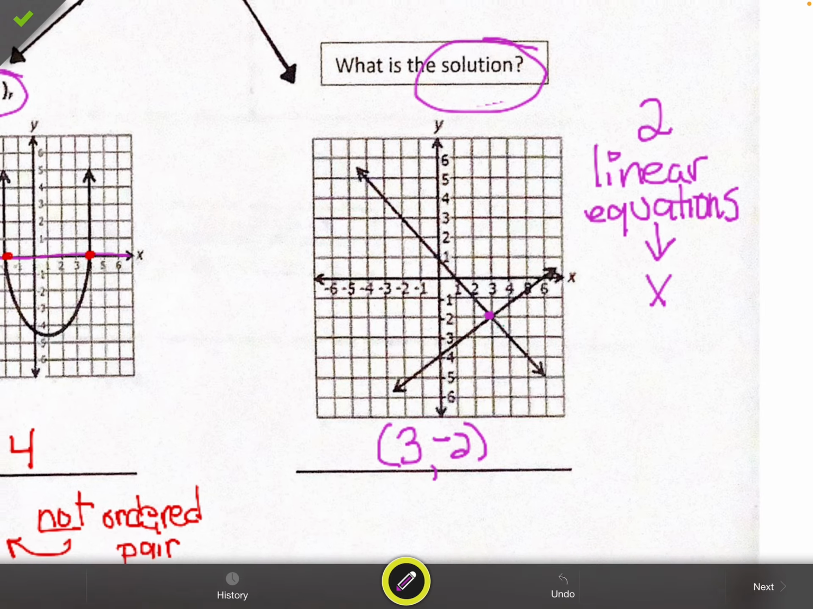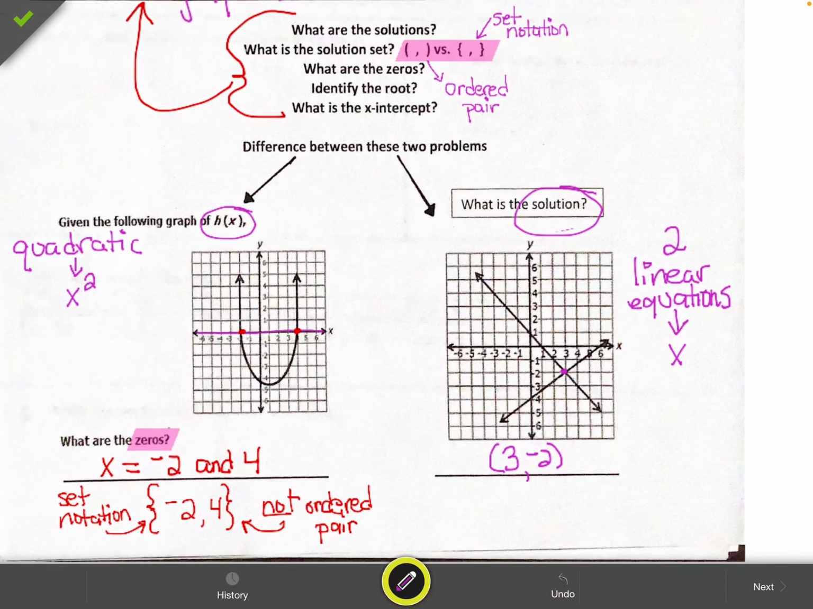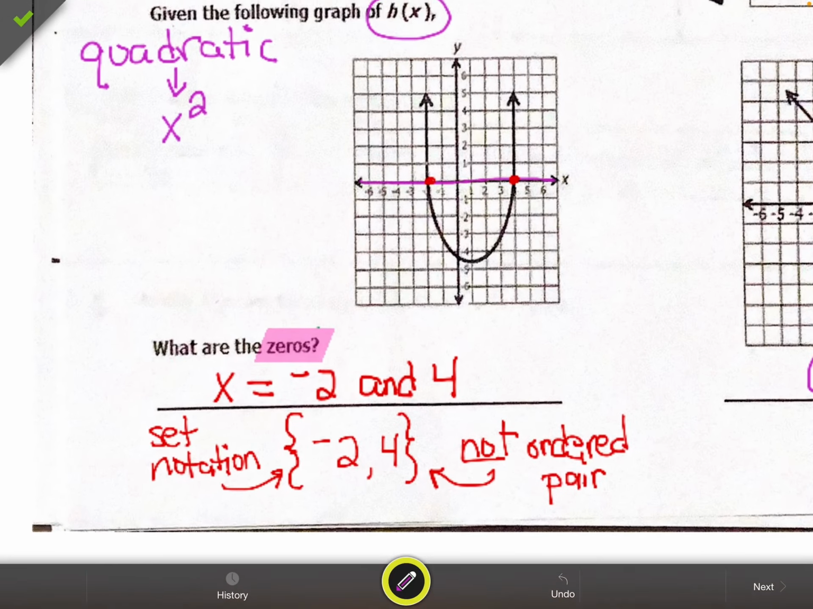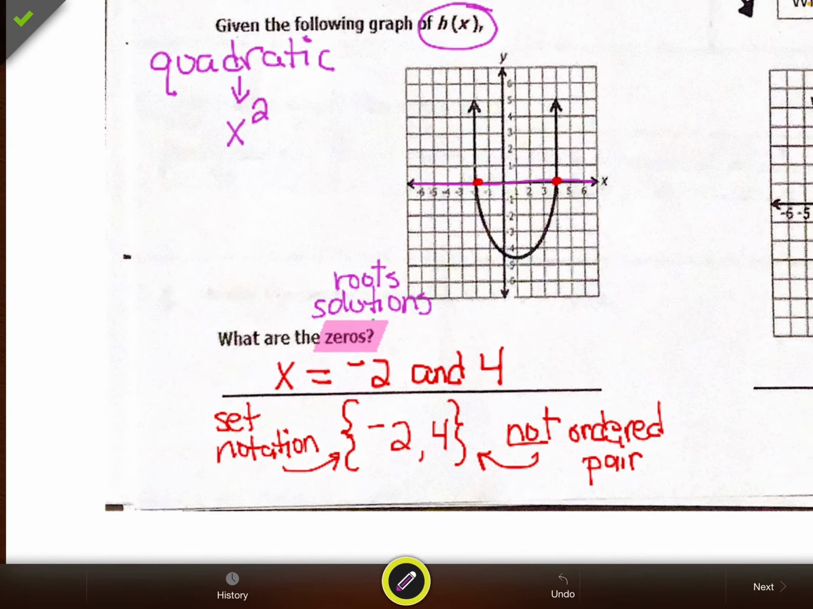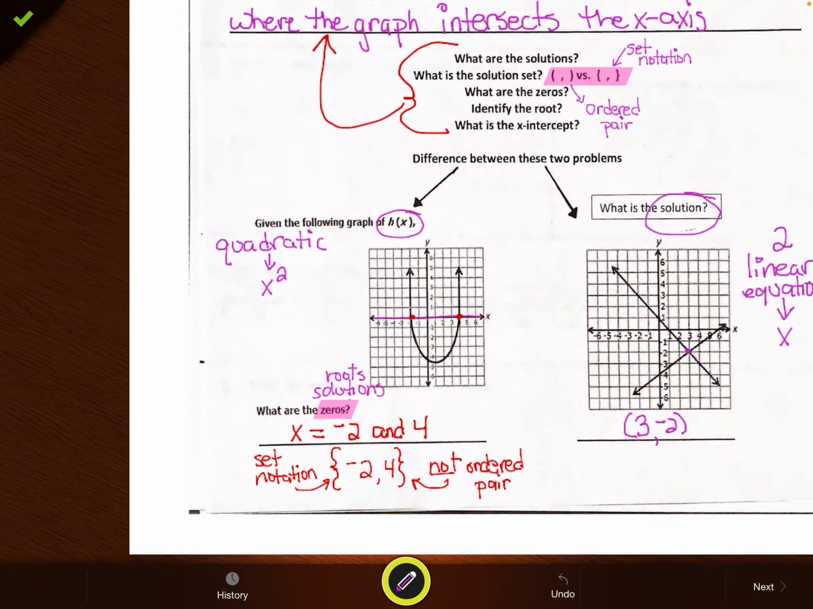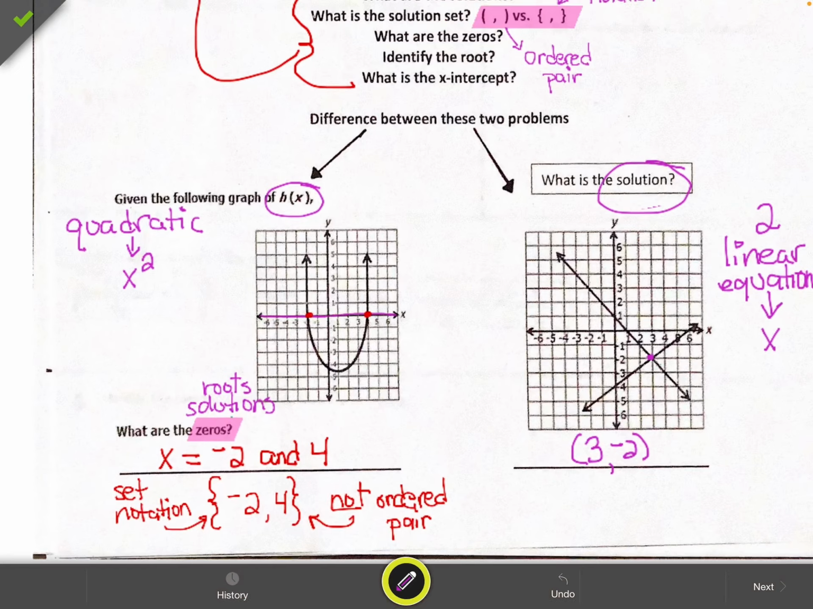Okay, so please make sure you know the difference between the two. Because over here, instead of saying what are the zeros, they could have very easily said what are the solutions. They could have said, what are the roots? They could have said, what is the solution set? All of that means, where does it cross your x-axis? That is not the same when you're dealing with lines. When they say solution, they mean, where do the two lines intersect? So just pay attention to that.